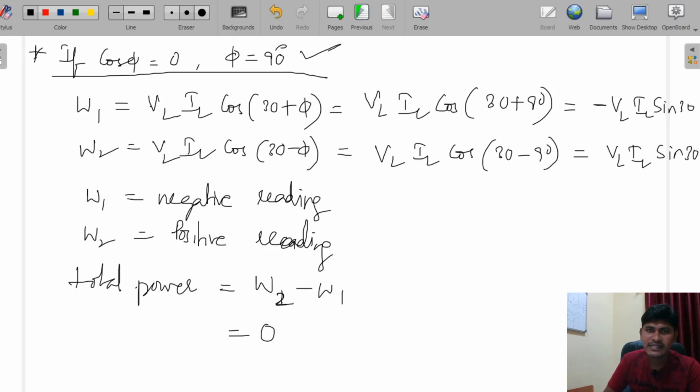When the phase angle is equal to 90 degrees, if you use a pure inductor or capacitor as load, then the phase angle will be 90 degrees. A pure inductor doesn't consume any active power, and a pure capacitor doesn't consume any active power. So the power consumed by the inductor will be 0 as well as by the capacitor. Both are equal and opposite, so the total power consumed by the three phase load will be 0.